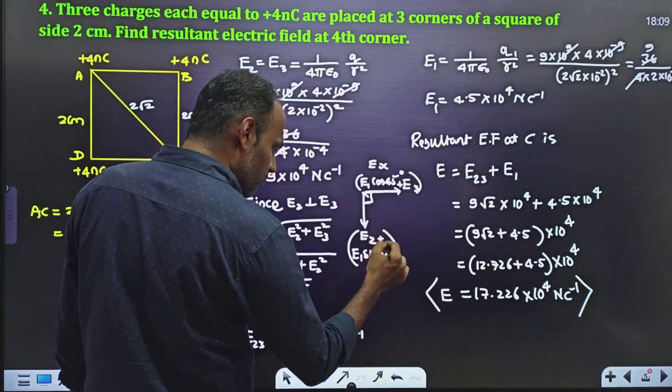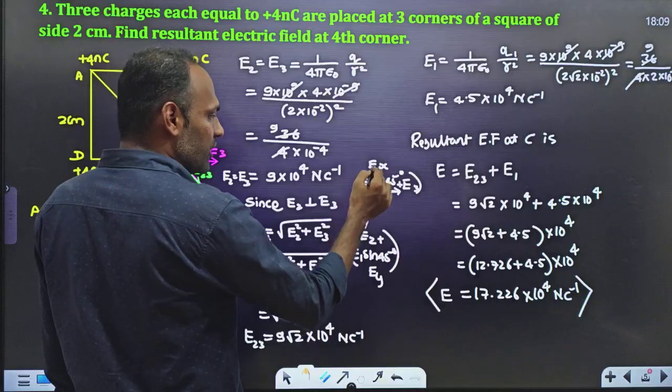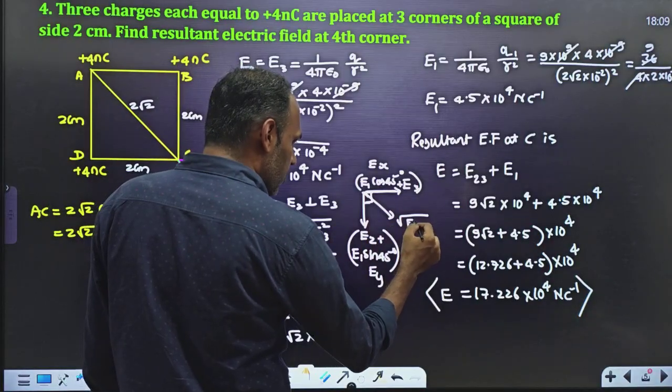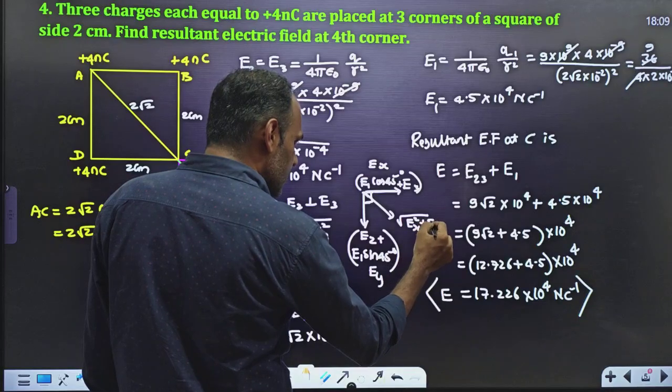EY means it is E2 plus E1 sin 45 degree. So EX and EY are perpendicular to each other. So resultant of these two will be root of EX square plus EY square.